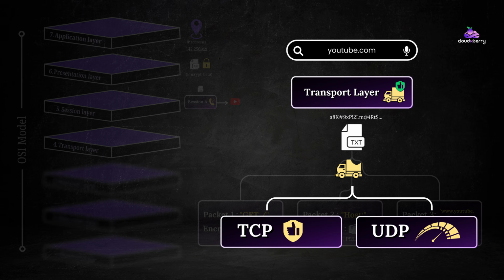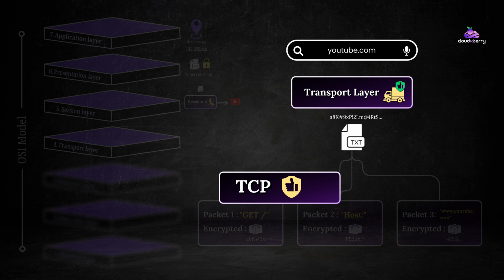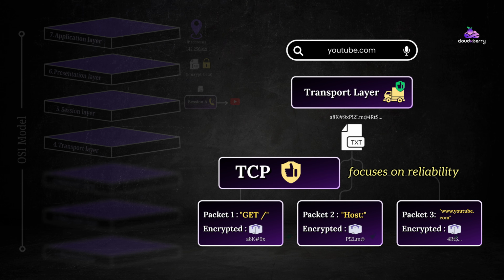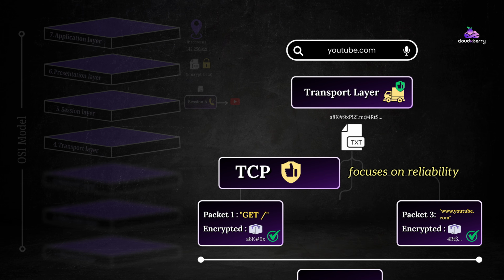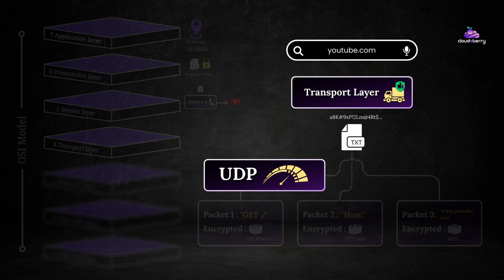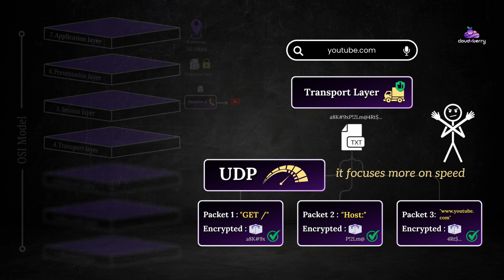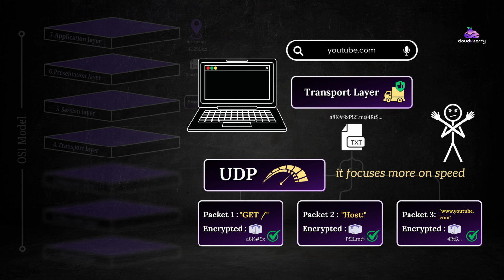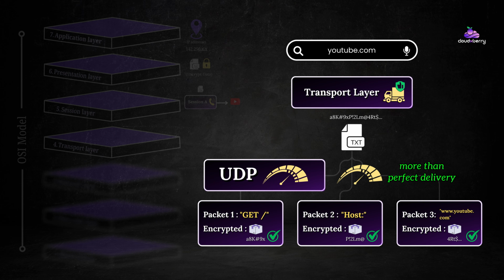Think of them as two different delivery methods. TCP focuses on reliability. It checks that the pieces arrive correctly and in the right order. If one piece is missing, TCP can ask for it again. That matters because a web page should not load with missing or broken parts. UDP works differently. It focuses more on speed and does not wait for every confirmation. That is why UDP is often used in video calls and online games, where speed matters more than perfect delivery.